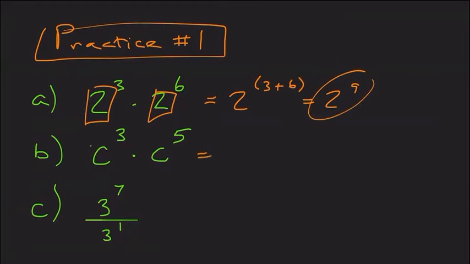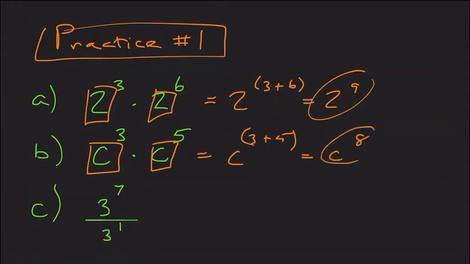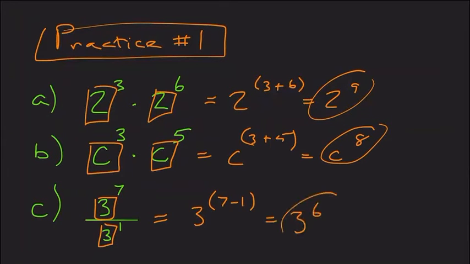Second one, we look at our bases. They're both a C, so that's good. We don't care that they're letters, that's fine. We're multiplying, so we add the exponents again. We get C to the 8th. And last one here, we're dividing. We want to make sure to check the bases. They're both the same. We're dividing, so now instead of adding, we subtract them. We get 3 to the 6th power.